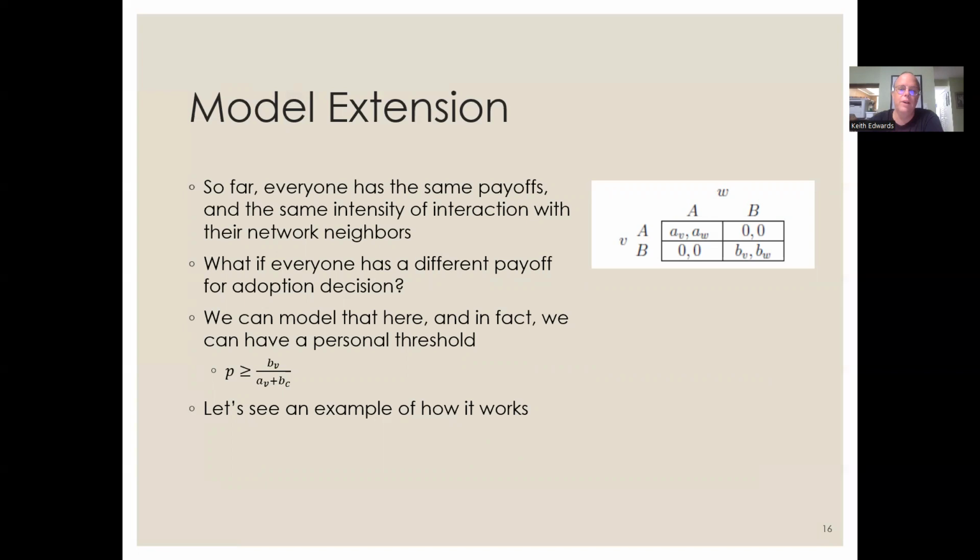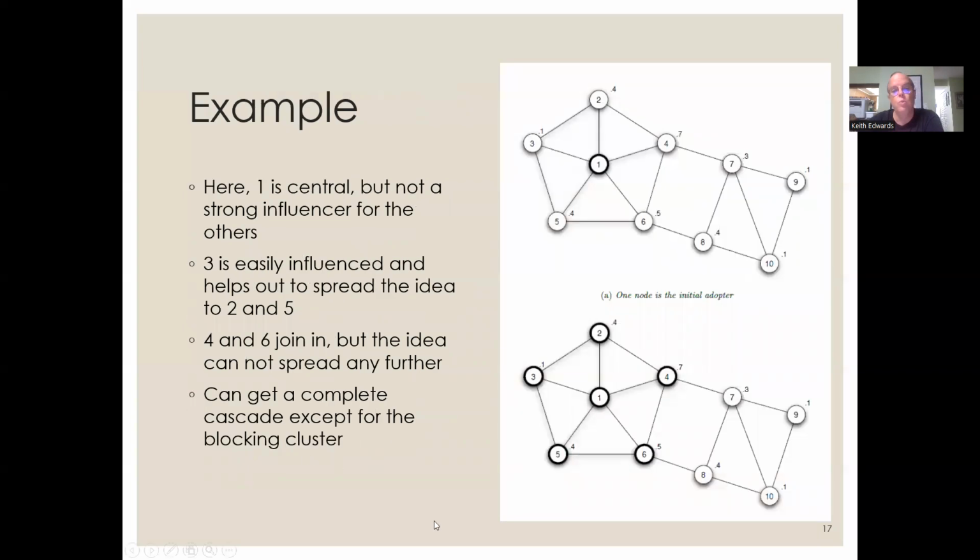Let's see an example of how this works. Here, 1 is in a pretty central location, but they're not necessarily going to be a strong influencer on others. Now, 3 with a 0.1 threshold is pretty easily influenced. Hey, 3 will try anything new. He's kind of like Mikey from Life Cereal. And basically after 3 adopts it, well, he spreads the idea to 2 and 5. And then after 2 and 5 get it, 4 and 6 join in.